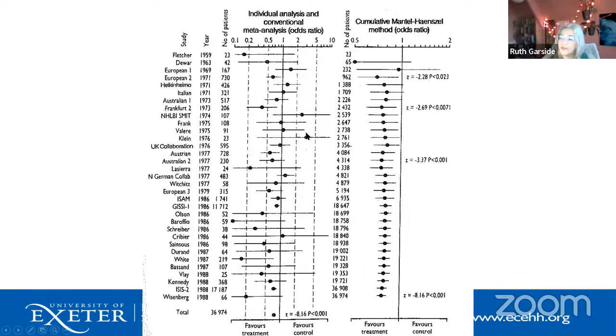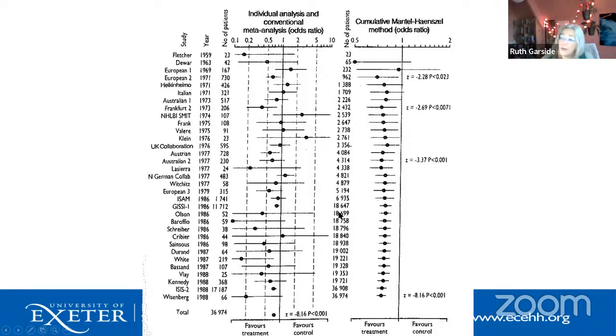Most of these are non-significant. They're all over the place. They're on both sides of the line. But if you had meta-analysed them, you can see this tiny dot at the bottom shows a significant finding that favours treatment if the meta-analysis had been done. So the Oxford textbook should have known this.